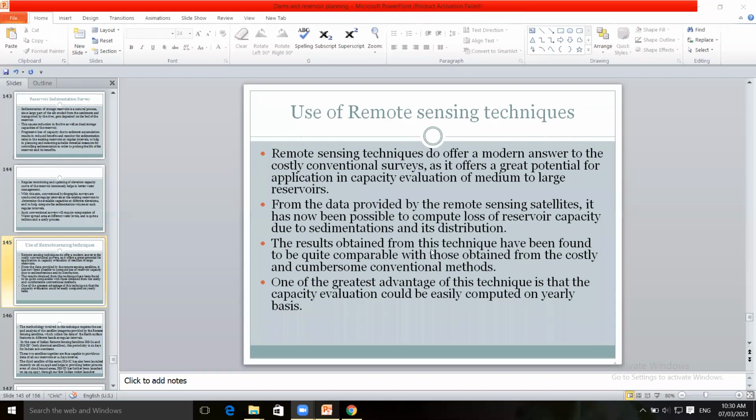So the results obtained from this technique have been found to be quite comparable with those obtained from the costly and cumbersome conventional methods. Some conventional methods may be employed, some mechanical equipment may be used, or some other methods that you have seen, pre-construction measures, post-construction measures. So by using some mechanical means, some mechanical machinery may be used.